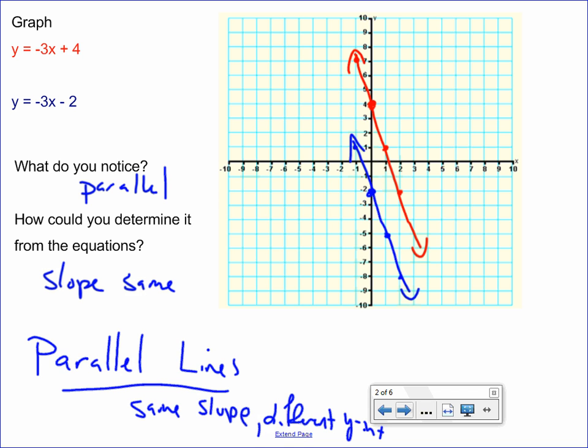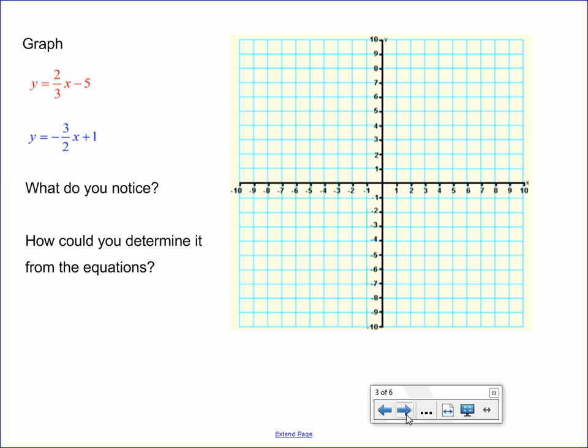Okay, if we look at the next slide, let's graph these two. Hopefully we can do it again in slope-intercept form. I've got a y-intercept of -5 and a slope of 2/3, so I go up 2 over 3, or I go down 2 and back 3, and I'd end up with this line here. If I look at the next one, I've got a y-intercept of 1 and a slope of -3/2, so I go down 3 over 2, or up 3 and back 2, and I'd end up with this line right here. And hopefully we can notice that these two lines are perpendicular.